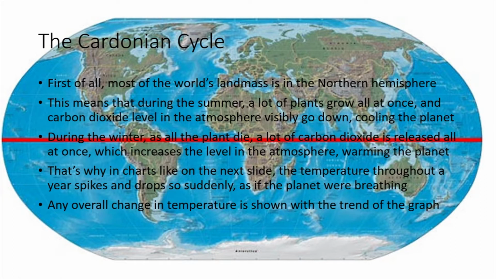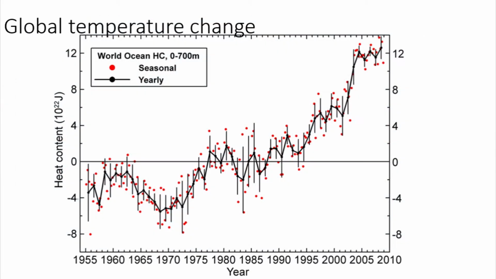During the winter, as all plants die, a lot of carbon dioxide is released all at once, which increases the temperature in the atmosphere, warming the planet. That's why in charts like the one I'm going to show you in the next slide, the temperature throughout the year spikes and drops suddenly, as if the planet were breathing, which is kind of cool. But the next change in temperature is shown in the trend of the graph. So as we can see here, there's a big thing between them.